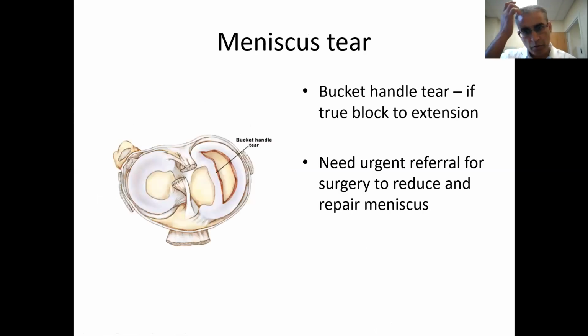This scenario is more suggestive of a meniscus tear, because meniscus is less vascular, and a peripheral tear would cause bleeding, but it happens slowly. There are different sorts of meniscus tear, but the urgent tear is one where there is a block to extension, as in a bucket handle tear. If you think there's a block to extension following such an injury with a meniscus tear, you need to refer this patient for urgent surgical treatment, because the meniscus needs to be reduced and repaired to allow normal knee movement.